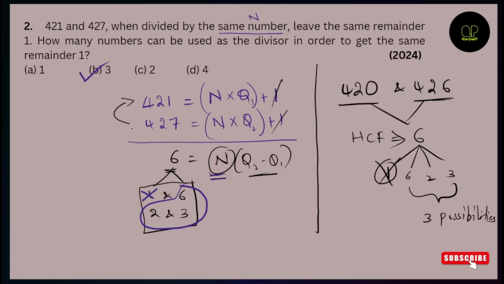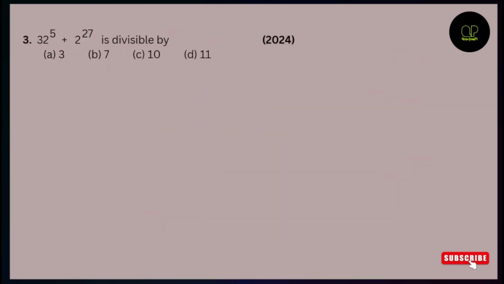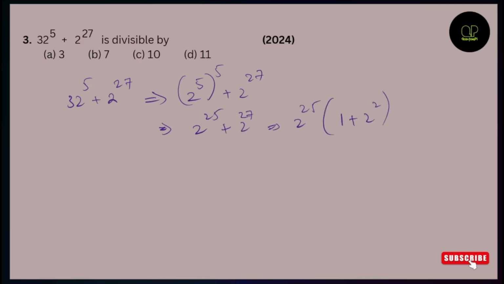This is what is this? Okay, let's move on to the next question. Yeah, we have this question. This is divisible by what? Okay, 32 power 5 plus 2 power 27. All right, 32 is 2 power 5, right? Whole power 5 plus 2 power 27. This is 2 power 25 plus 2 power 27. So when I take 2 power 25 common, you get 1 plus 2 square, which is 4.